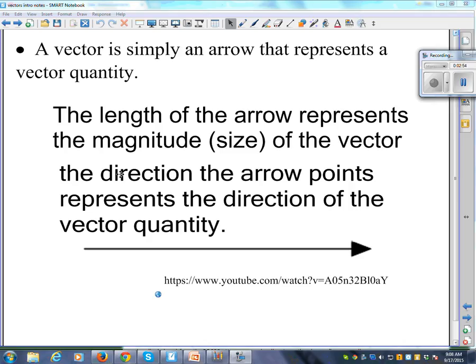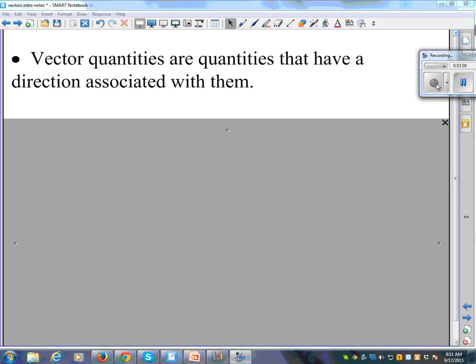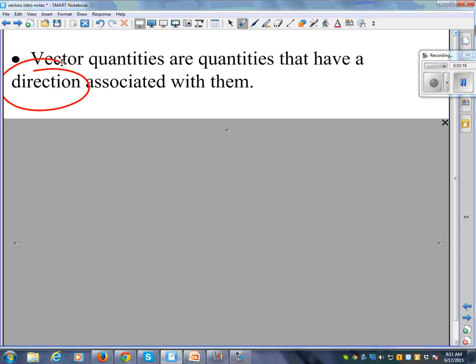And the direction that the arrow points represents the direction of the vector quantity. That particular arrow is pointing to the right. Okay, and the direction is important as well. What are these vector quantities that you speak of? Well, vector quantities are quantities that have a direction associated with them. It's the direction that makes something a vector. If there's a direction associated with it, that's what makes it a vector.